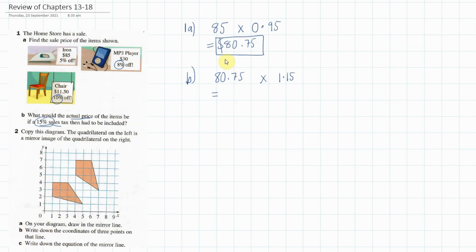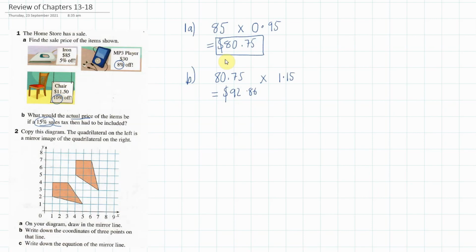So what do we do? 80.75 times 115%, or 1.15, because we're adding that 15% on, and that's going to give me a grand total of $92.86. I'm pretty sure that's what's being required of us there.